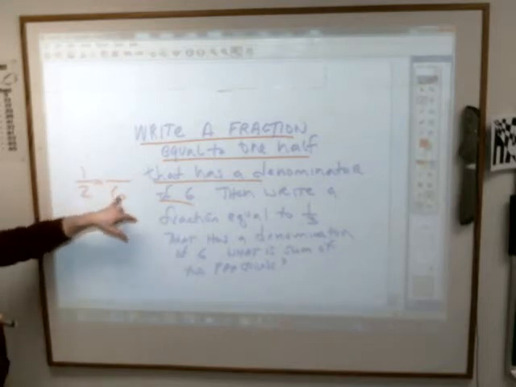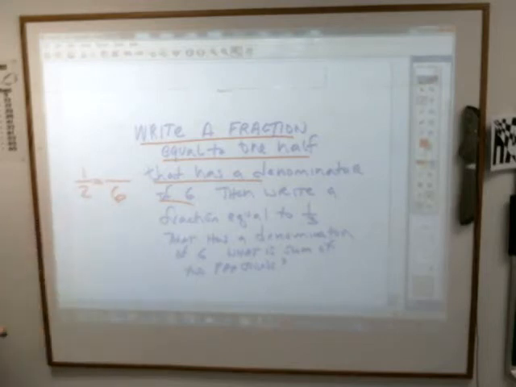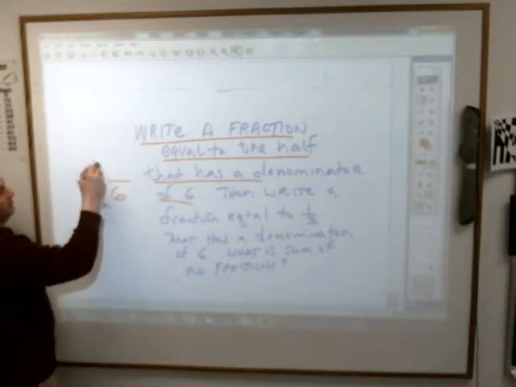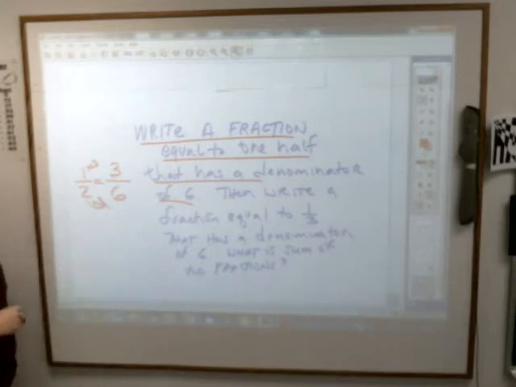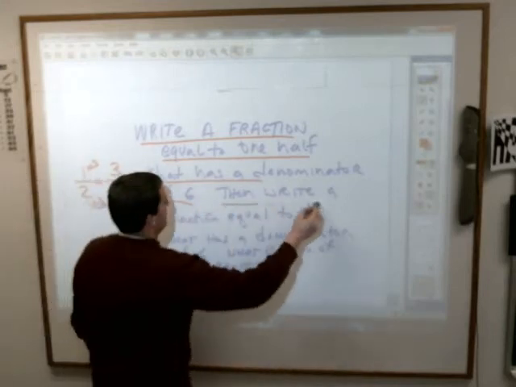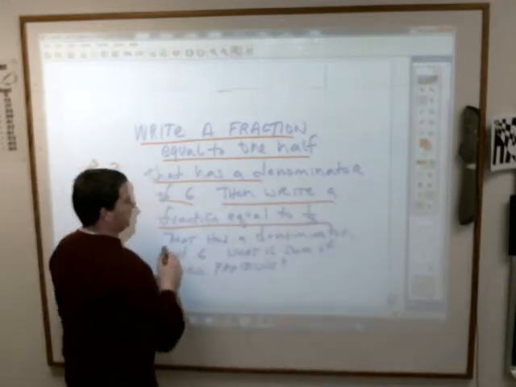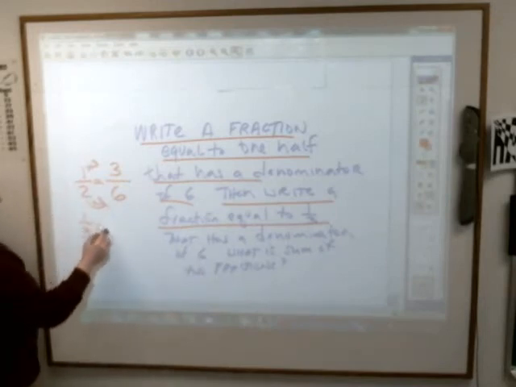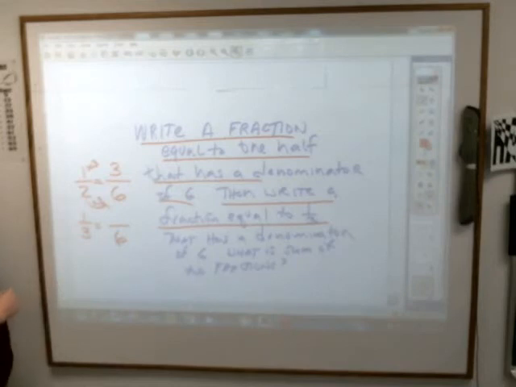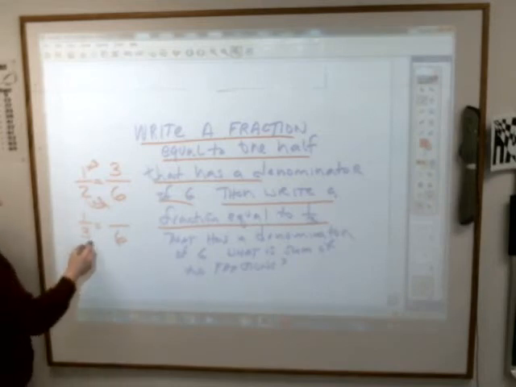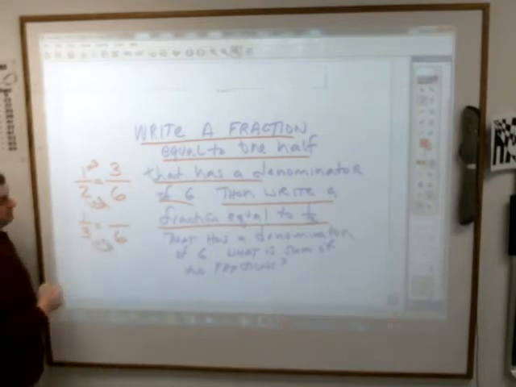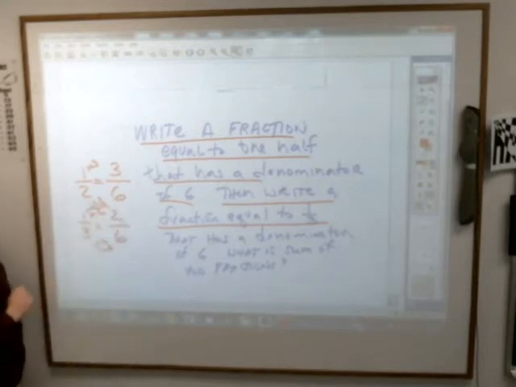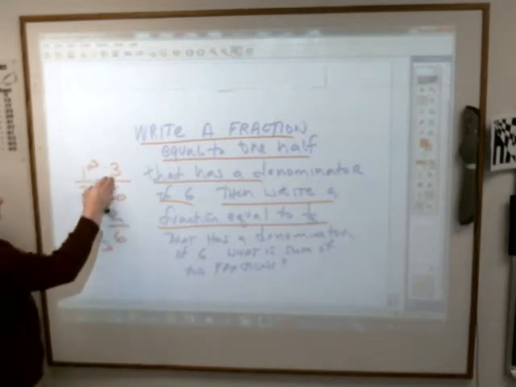1/2 equal fraction that has a bottom number of 6, in which case, Kaylin, it is? 3/6. Right, you multiply both top and bottom by 3, so you get 3/6. Then, write a fraction equal to 1/3 that has a denominator of 6. Same thing with 1/3, a denominator of 6, in which case that would be, Alex? Multiply by what? 2/6. So now I've got my two new fractions.